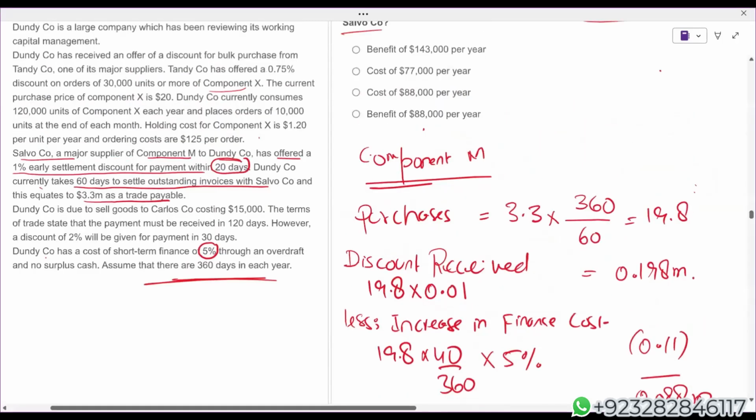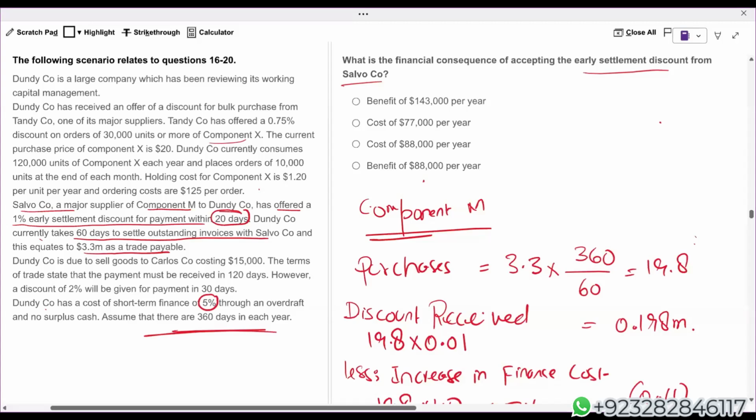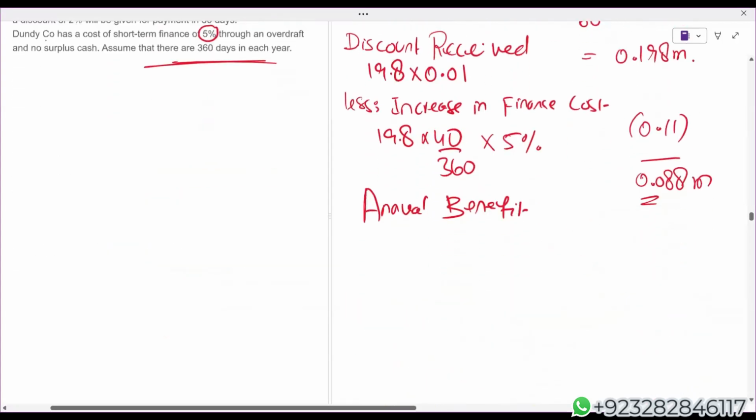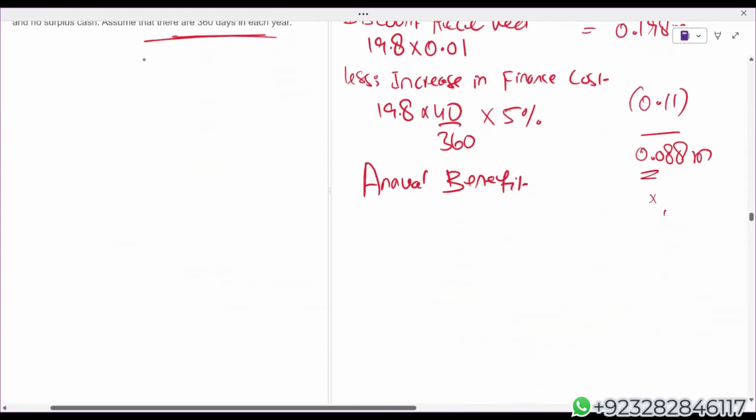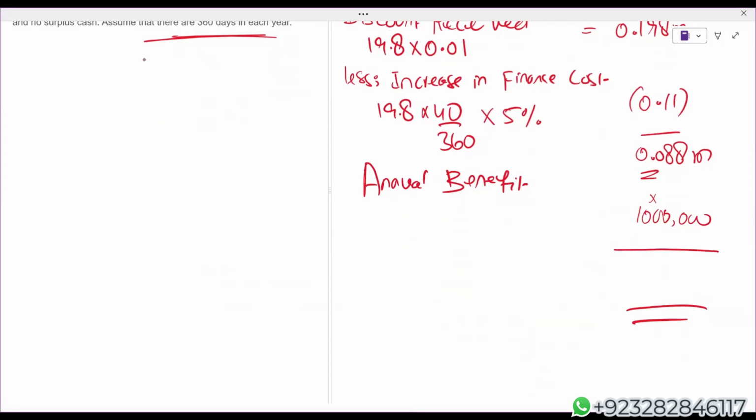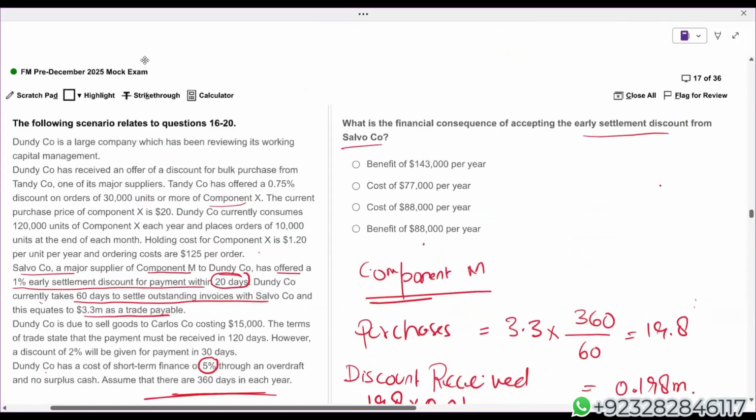Let's see the options. Okay, they have given us values in 1000, no issue at all. You just multiply this with 1 million, and you will get the result. I'm getting 88,000. So the annual benefit is 88,000.